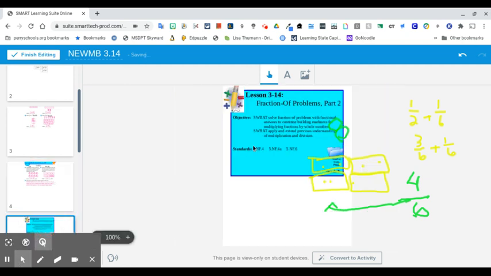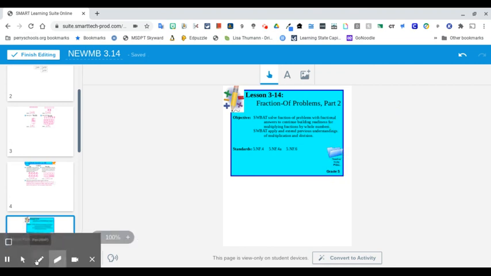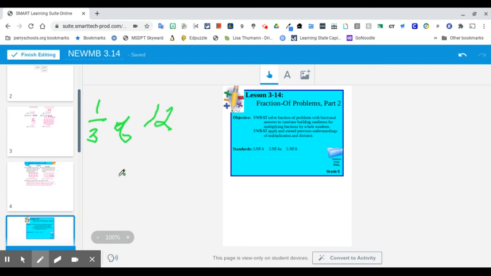Again, this was just part 2 of figuring out the fraction of problems. The main thing I want you to know and remember and understand is that when we have a fraction of, so say we have 1/3 of 12, we are going to take that whole number and we're going to divide it by the denominator because that's how many parts. And that's going to get us that 1 unit. Moving forward, we'll look at more units. But right now, we're only focusing on taking that whole number and dividing it by how many parts.